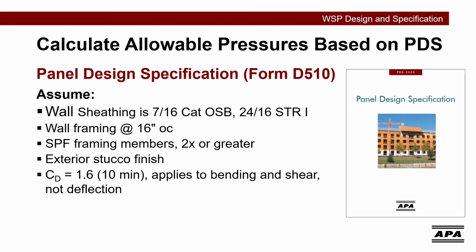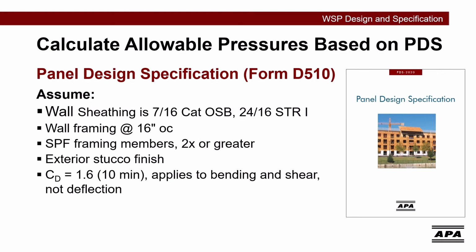Let's walk through how to calculate allowable pressure using Form D510. For this example, we'll use 7/16 category OSB, Structural 1 rated, with 24/16 span rating. We're assuming wall framing is spaced at 16 inches on center and using SPF lumber. The framing members are 2x or greater in size. We'll also assume that the wall will have an exterior stucco finish, which will dictate our allowable deflection.